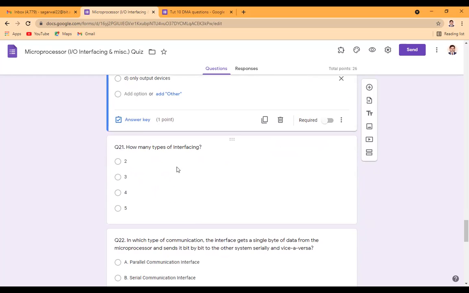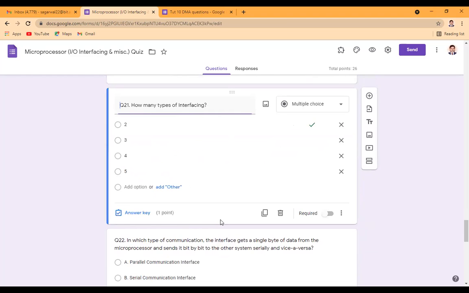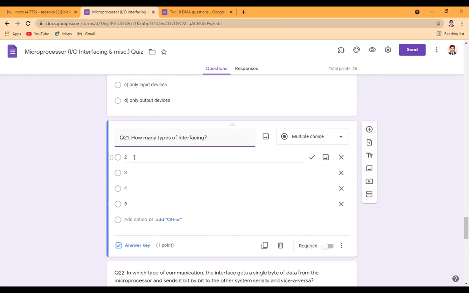Number 21. How many types of interfacing? We know there are 2 types of interfacing. One is input-output mapped input-output, and the second one is memory mapped input-output. So the correct answer is 2.